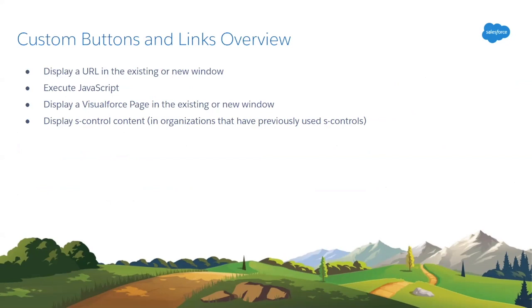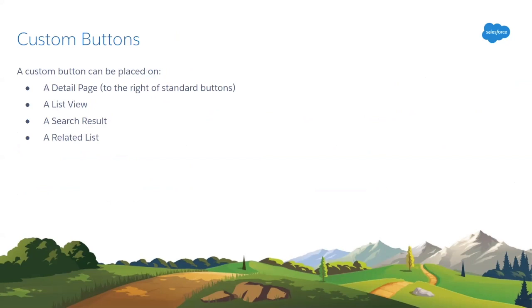So here's a general overview. You can display your URL. You can execute JavaScript. You can create a new Visualforce page. And then there's also the S-Control content. Each of these custom buttons can be listed either on a detail page, a list view, search result, or a related list.